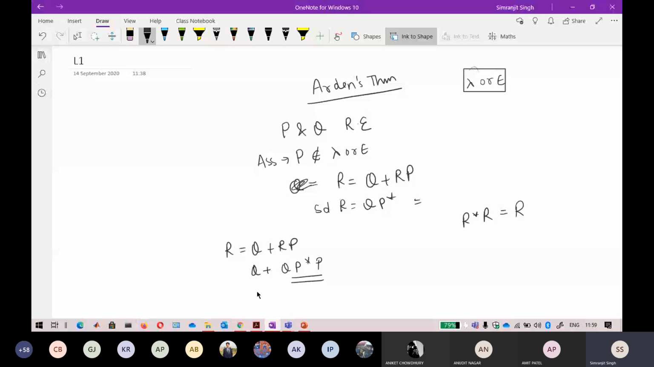So it can be written as Q plus QP star P. Sorry for that, that is fine. Now if you remember, I can take the common Q out. It will become epsilon plus P star P.